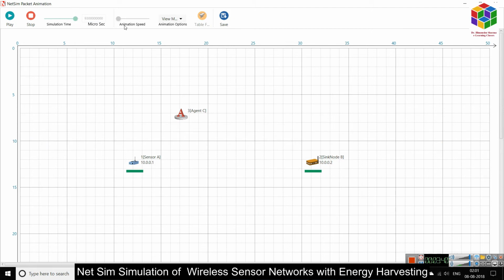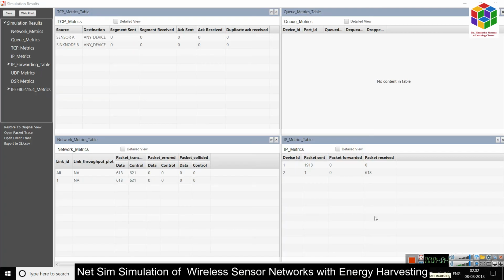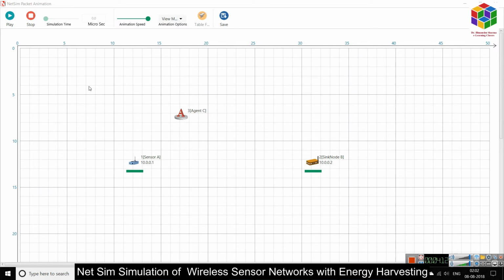Let's run a little bit fast. So now simulation is running for energy harvesting wireless sensor network. So after the simulation is over, we can check the results. Now the simulation is completed and we can see the results.